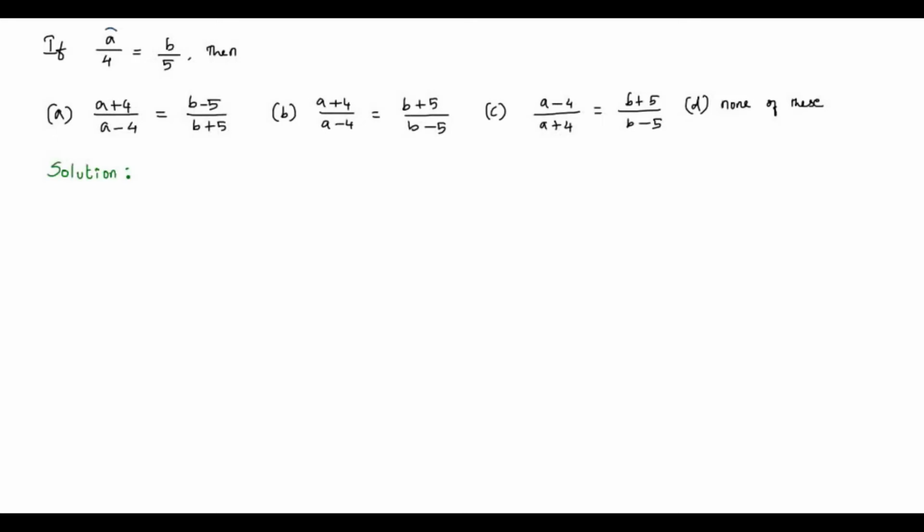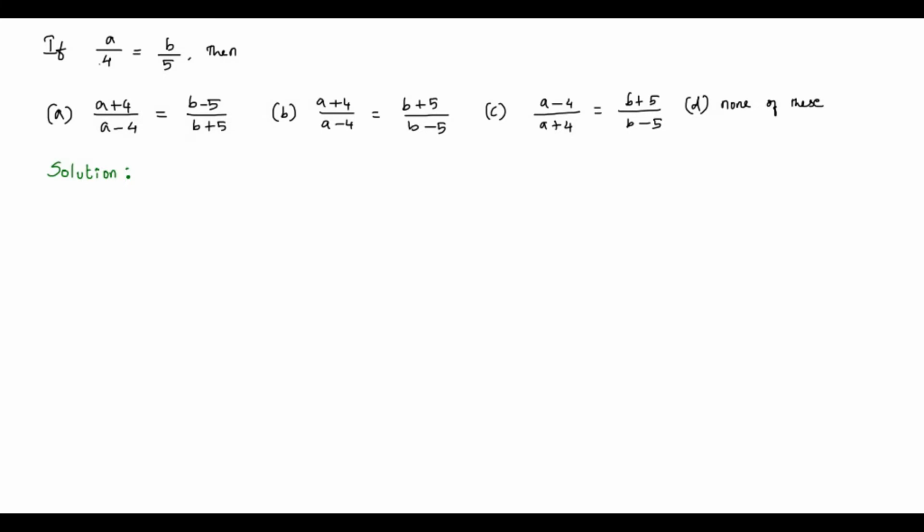Here we have a problem on proportion. Okay, let's read the question. If a by 4 is equal to b by 5, then which one of the following options is correct? So two ratios are equal here. There is a by 4 and b by 5. So it's a proportion. So we have to find which one of the following four options is correct.